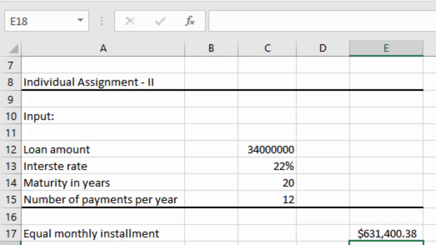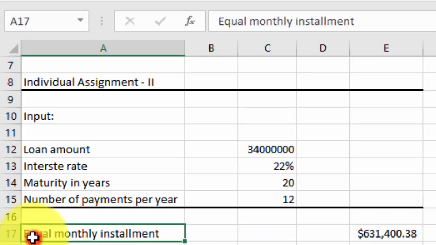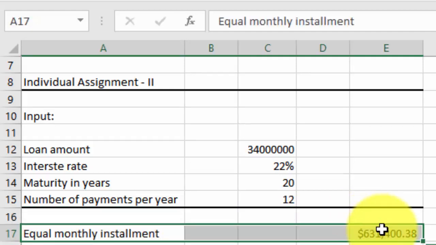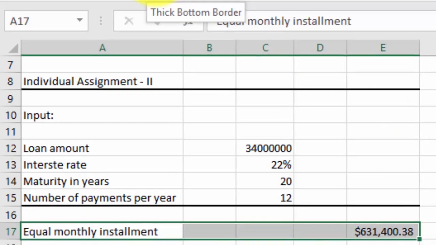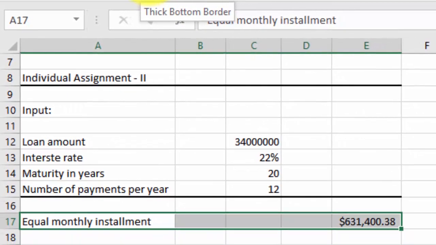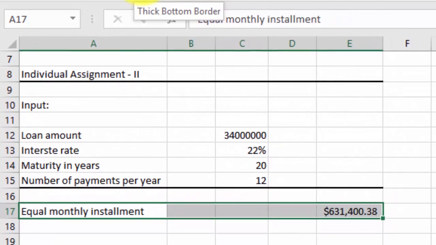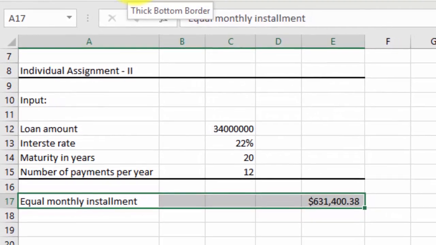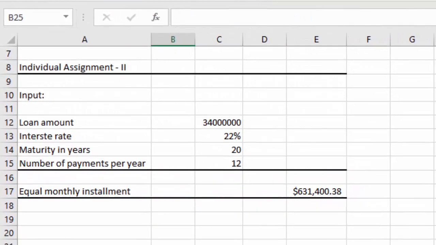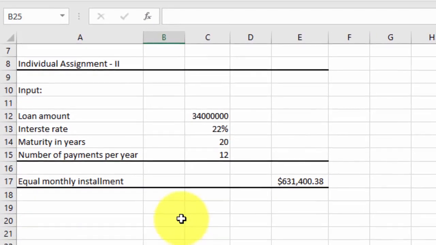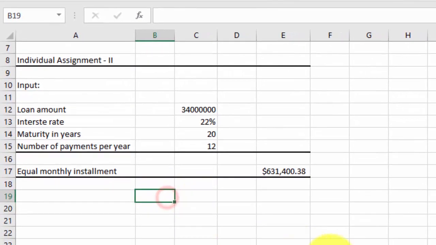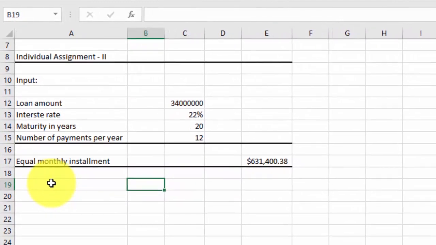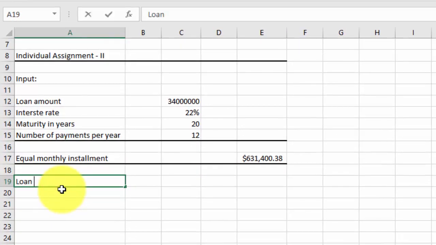Let us focus on the loan amortization schedule. So we have calculated the equal monthly installment for repaying this loan in 240 months, that is 20 years, using monthly installments. Now in the loan amortization schedule we have several. Let us write down loan amortization schedule.